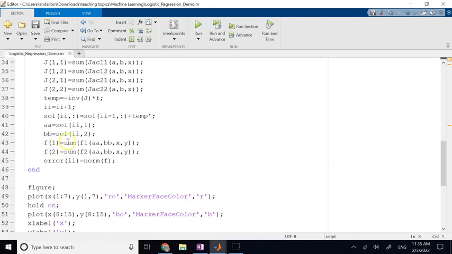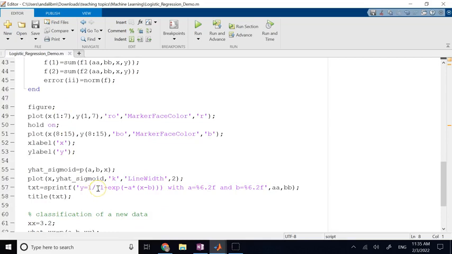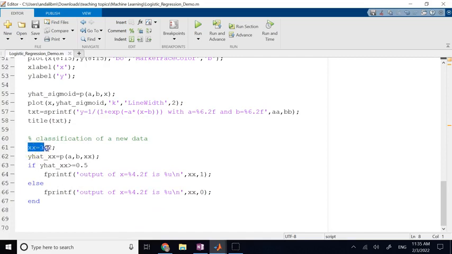I estimate both A and B, and I plot the functions for you with the final values of A and B that I found. And then we can test for a test point, like for example 3.2. Feel free to change this number to anything you want. Then if this number is bigger than 0.5, I say the class is 1. If this output is less than 0.5, I say the output is 0. Now the output is not really 1 or 0. I have to say the output class of this data is a 1 or 0, because the output is going to be somewhere between 0 and 1.